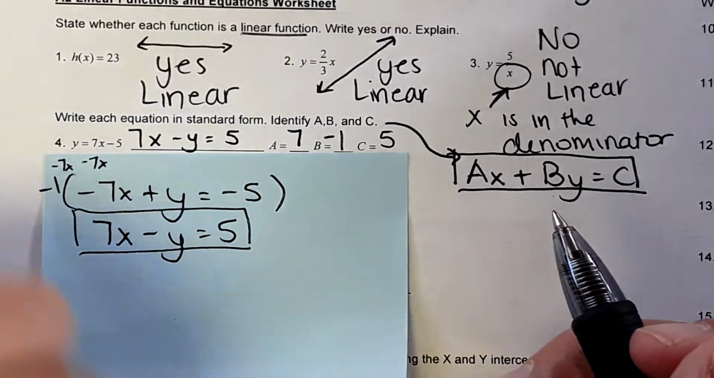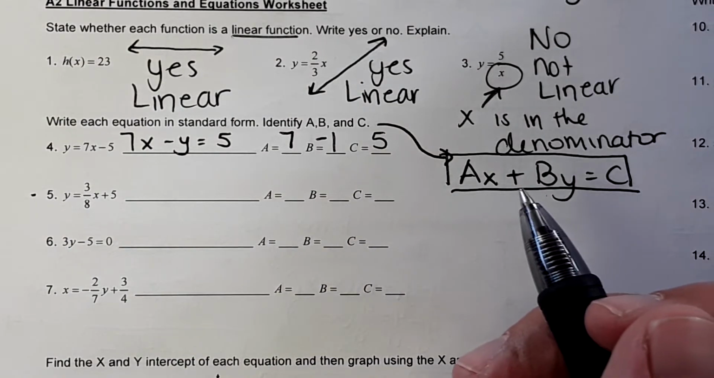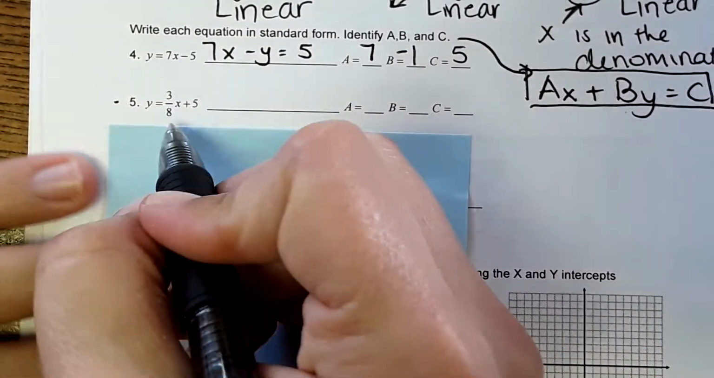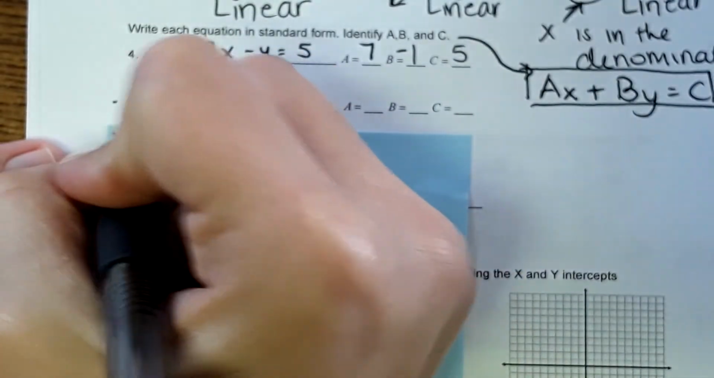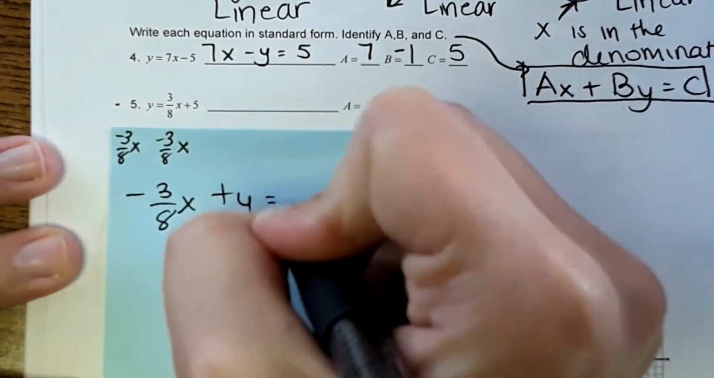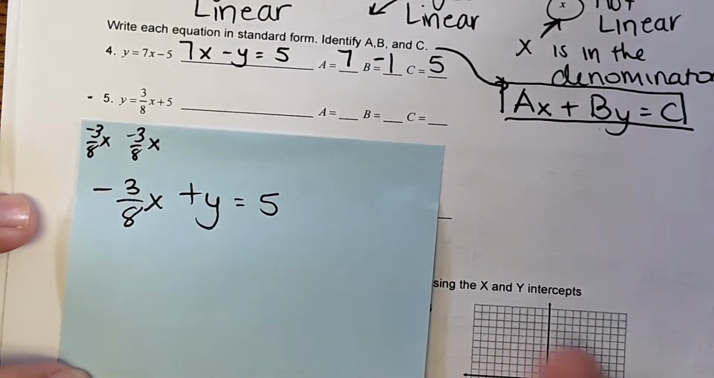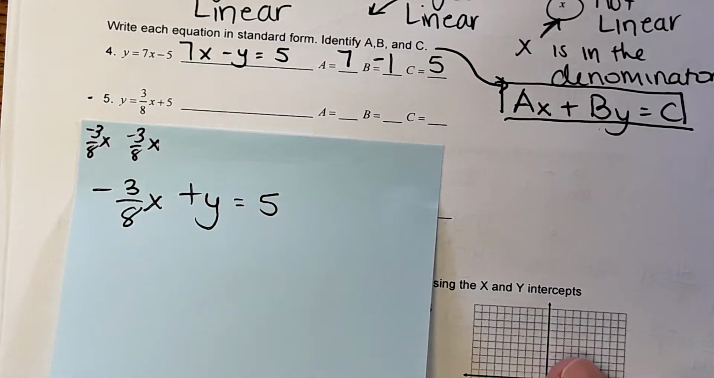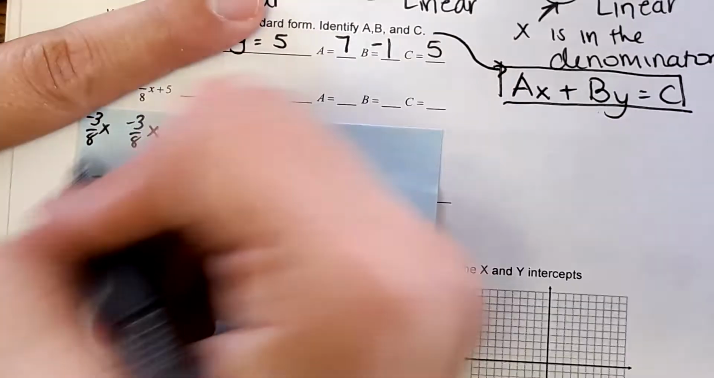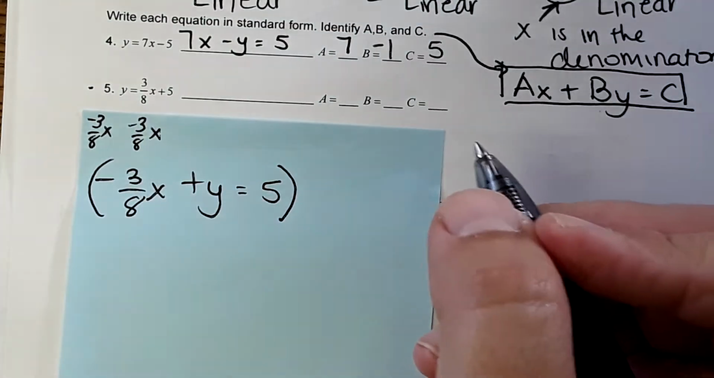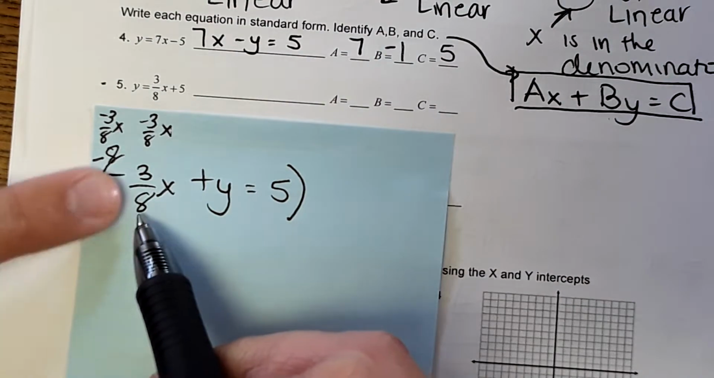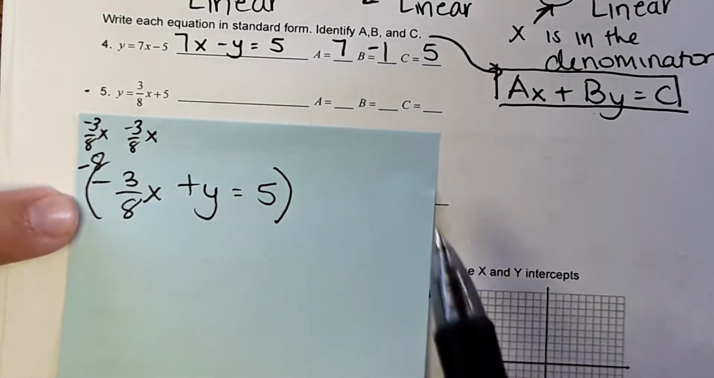Okay, next, we are going to do the same thing, and again, I'm just using this for the extra space. I'm going to subtract 3/8 x from both sides to get x on the other side. So then I have negative 3/8 x plus y equals 5. From here, I can't have that negative, and I also can't have this fraction. So to get rid of that, I'm going to multiply this whole thing by negative 8. If I multiply it by this denominator 8, and I'm choosing negative 8 so I can also get rid of the negative at the same time.